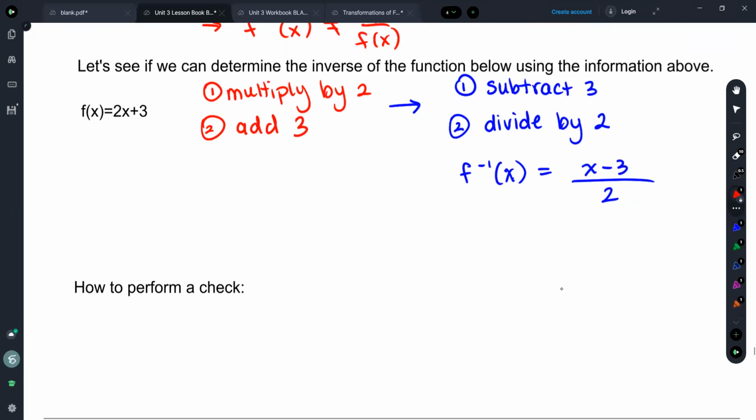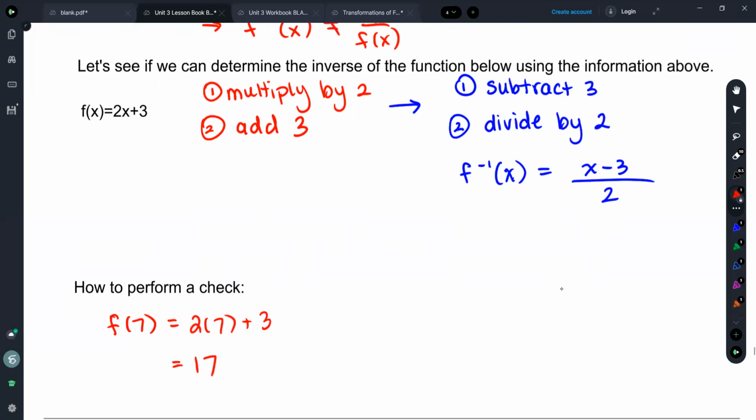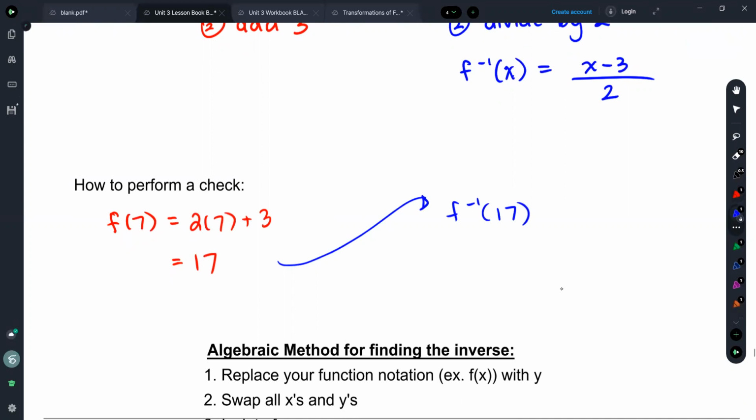Any x value, 7? Okay, so we're going to evaluate f at 7, using this function. 2 times 7 plus 3 should give me 14 plus 3, which is 17. Then I'm going to plug in 17, what I got out, and see if it gives me back what I had put in originally. If it does, then I've done it correctly.